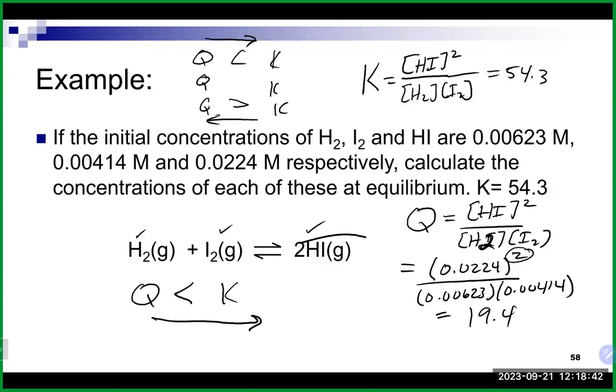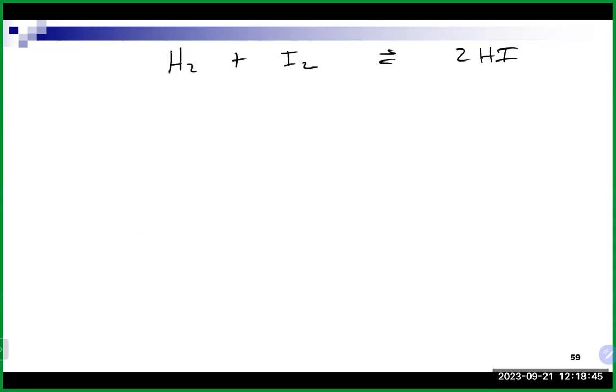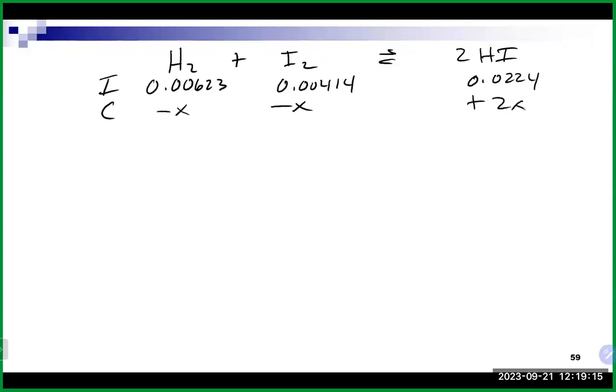Other questions? Okay, so we'll put in our initial concentrations: 0.00623, 0.00414. And here we do not have a 0 on this side. It is 0.0224. That is why we were able to calculate Q, because we were given the concentrations of everybody. In the previous problem we weren't, so we could not calculate it. Change is going to be minus x, minus x, and plus 2x, which we confirmed with our Q calculation is the direction heading to equilibrium.